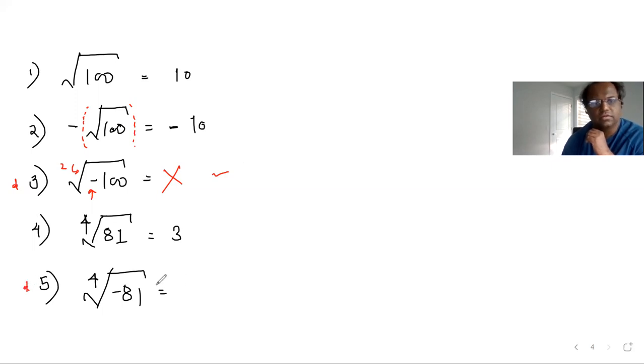Now let's go to the fifth one, which lies on the same line. I'm trying to find the fourth root of negative 81, and again, this one does not exist.